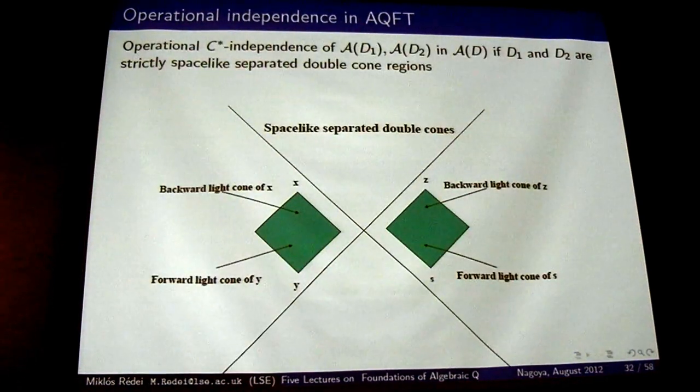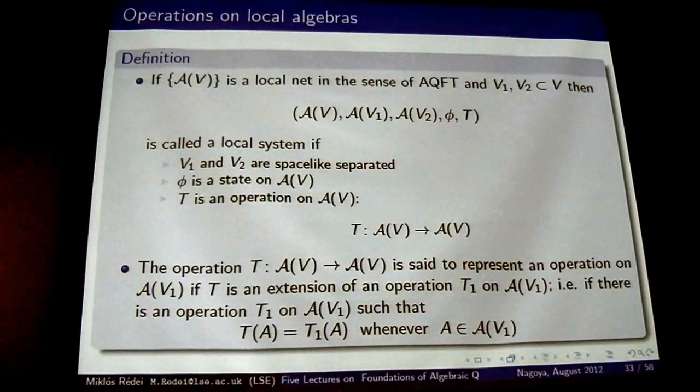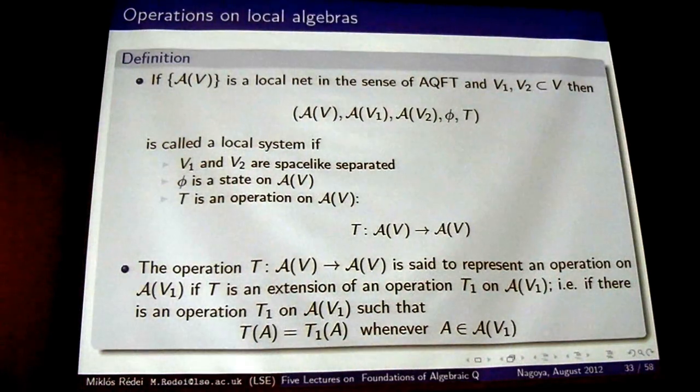Good. So this is just a picture of the situation. Here are the two space-like separated double cones, strictly space-like separated regions. And for these, operational C-star independence holds beautifully. Operational W-star independence does not hold, in the sense that these two are not W-star independent in the large cone which contains them.